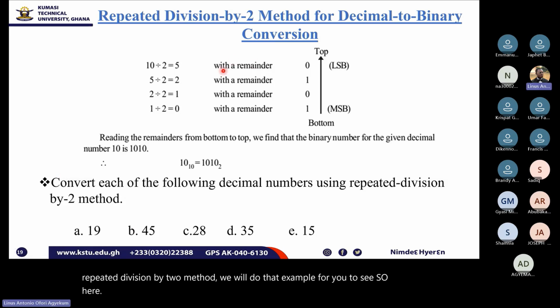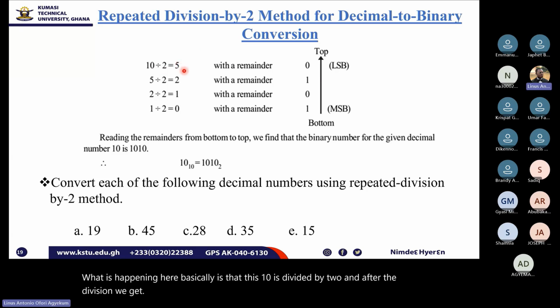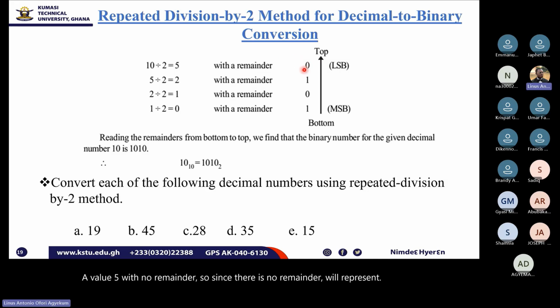So what is happening here basically is that this 10 is divided by 2. And after the division, we get a value 5 with no remainder. Since there is no remainder, we'll represent the binary as 0. That will be our least significant bit. That will be the bit on the right-hand side.